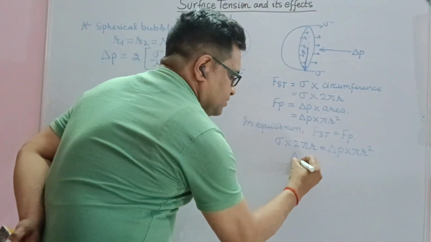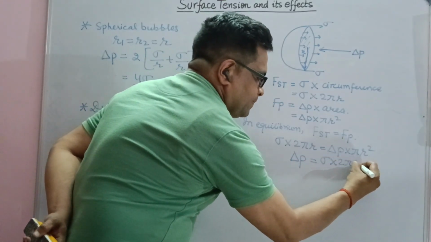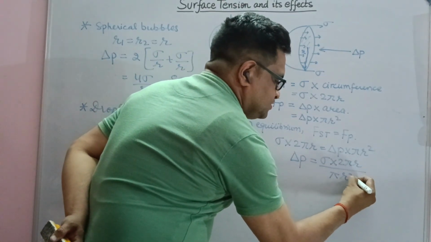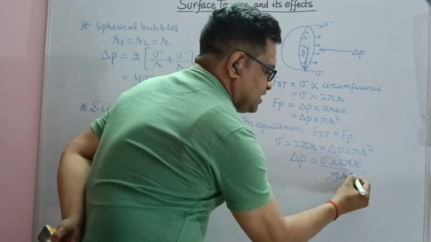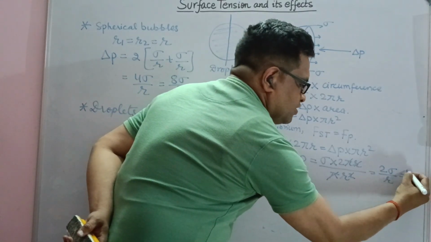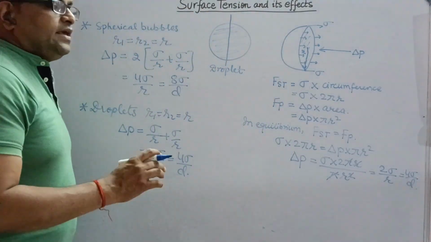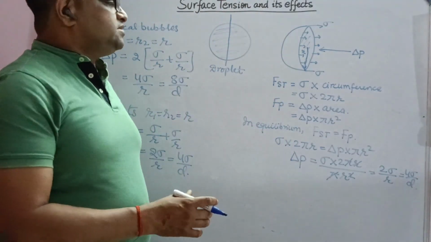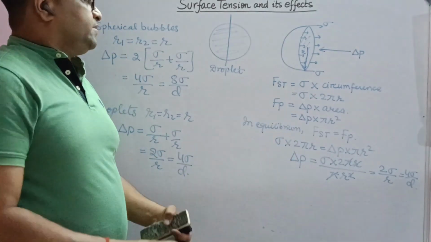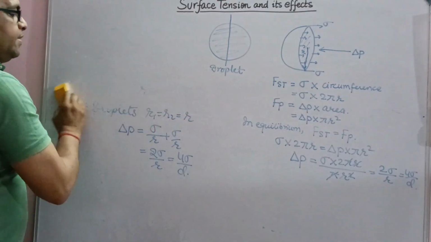So finally, for pressure difference del P, we have sigma into 2 pi r upon pi r square. Pi gets cancelled, r gets cancelled, and so we have got 2 sigma upon r or 4 sigma upon d. So in case of a liquid droplet, the pressure difference is equal to 2 sigma upon r. Now what happens if we take the case of a bubble?